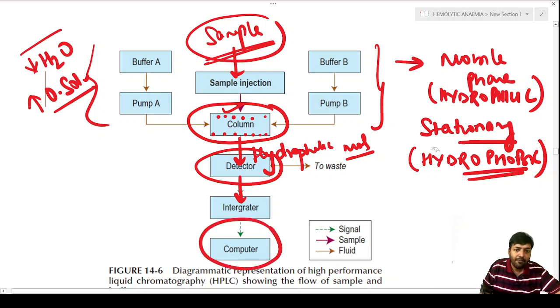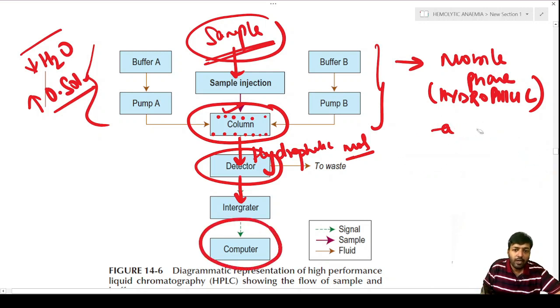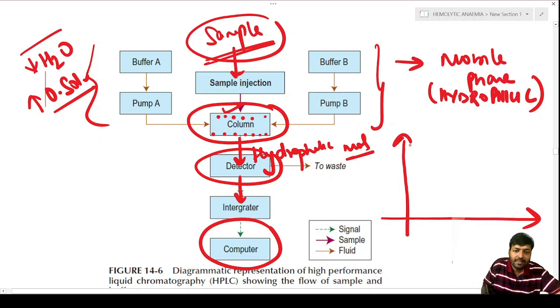So this is the first part. Now we are going to understand how we get a particular chart over here. This is basically the x axis and the y axis. On the x axis, we are plotting what is called the retention time. What is retention time? We will try and understand. And on the y axis, we have the absorbance in percentage.